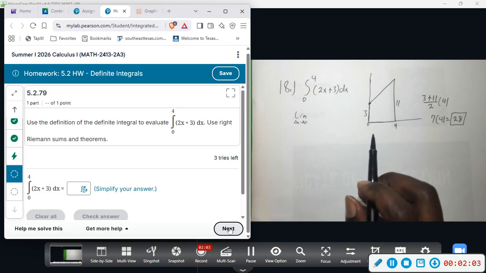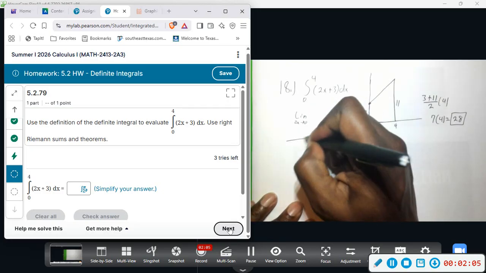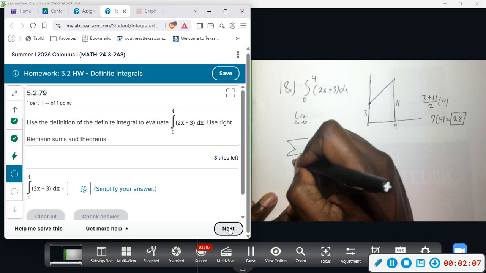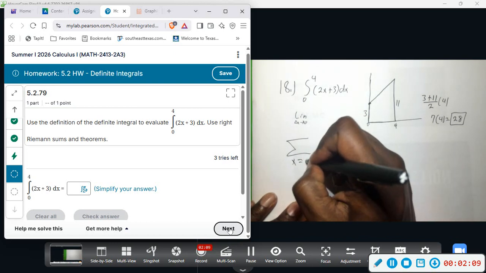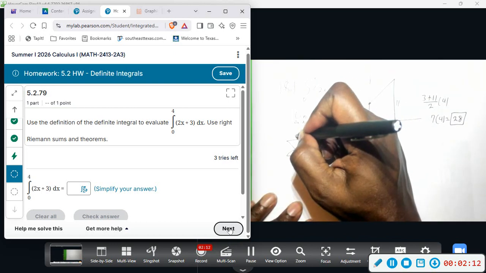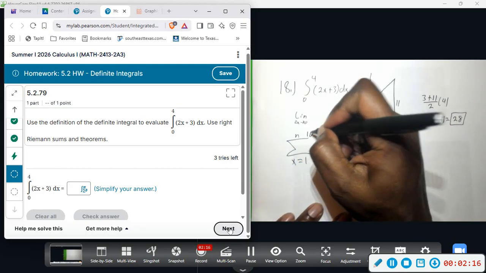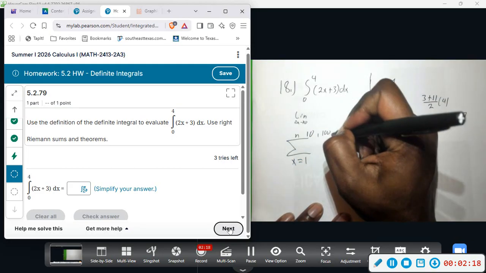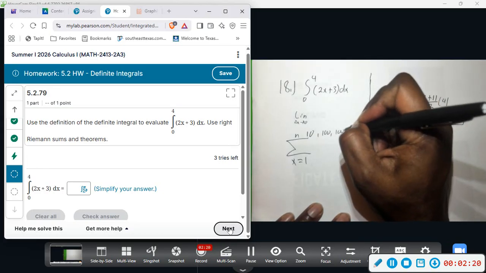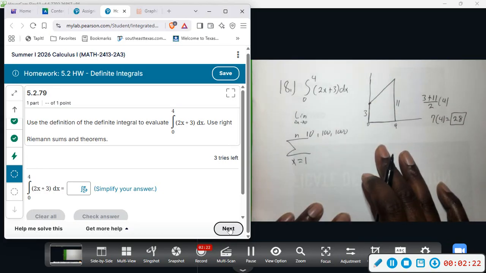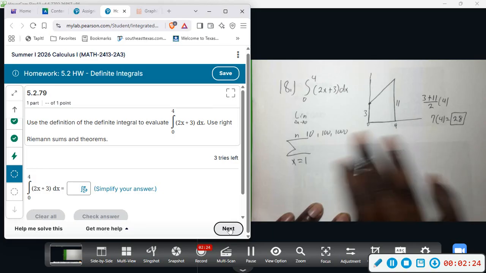We're going to do Riemann sum. We're going to do the right sum. That's what we're asked to do. I'm going to just write it as I'm going to do it in the calculator. X equals 1 up to n. And I will do different values of n. I'll just do 3 of them. 10, 100, and 1,000.